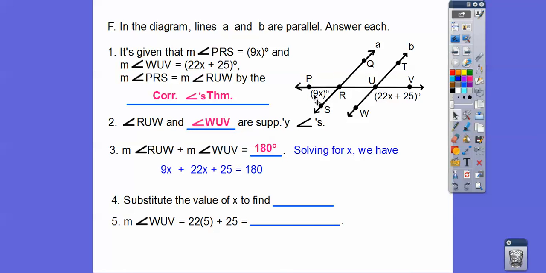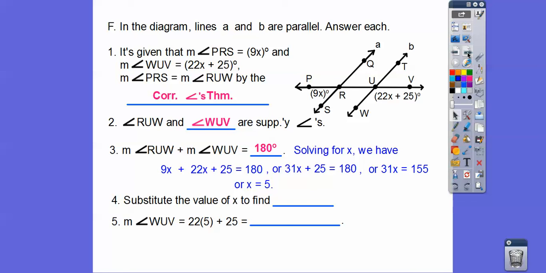So 9x, because remember, these guys are equal because they're corresponding angles, so you can slide this 9x right there. Then 9x plus 22x plus 25 equals 180, because I know these are supplementary. That's acute, that's obtuse, they're supplementary as long as the lines are parallel. So we add those x's to get 31x plus 25, subtract 25 from both sides, then divide by 31, and we get x equals 5.